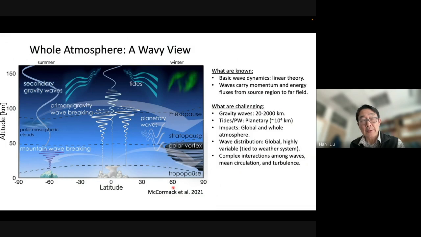And to maybe better look at this problem, let's take another perspective, another view of the whole atmosphere, from a wave perspective, a wavy view. And this is a schematic from McCormick et al.